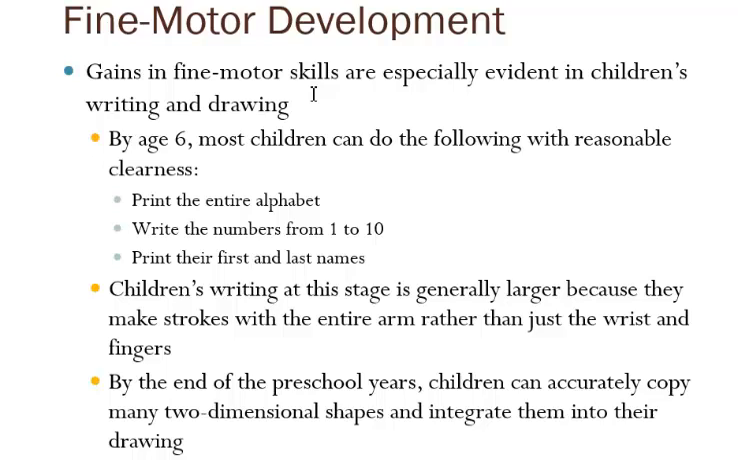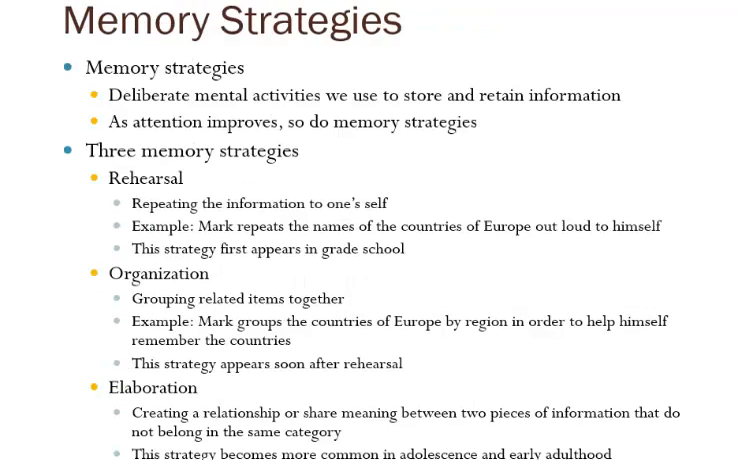By age 6, children can print the entire alphabet, write numbers, and print their first and last names. Their writing is usually larger at this point. They're making strokes with their whole arm rather than just the fine strokes that adults make with their wrists and fingers. And very often they can copy shapes, circles, squares, things like that, and they can draw basic diagrams. That's the stage at which motor development ought to be when a child reaches, let's say, age 6 or so.